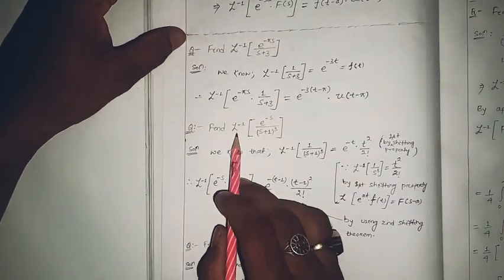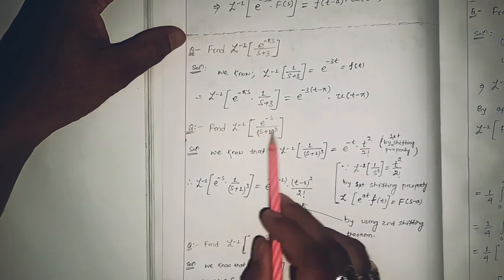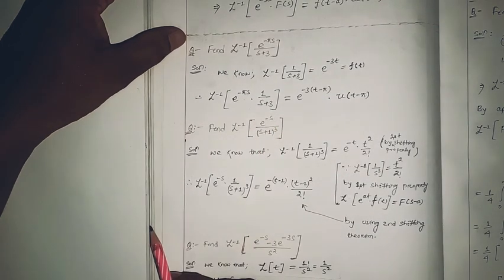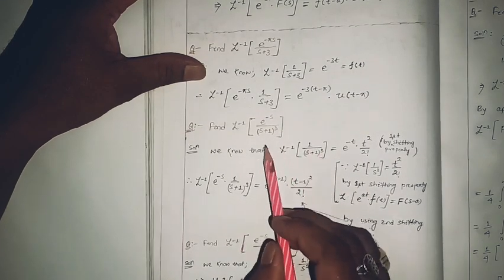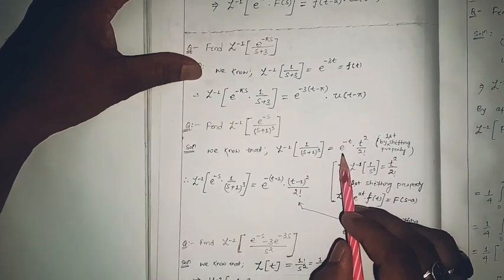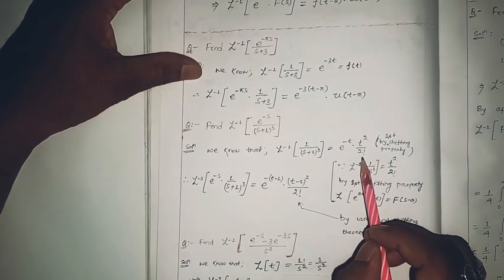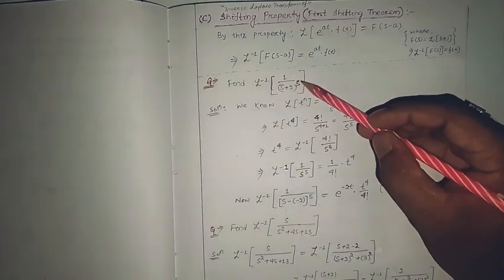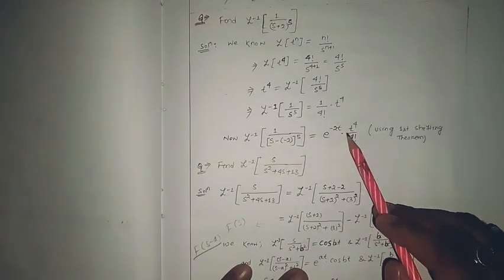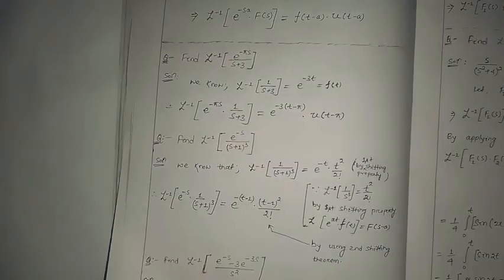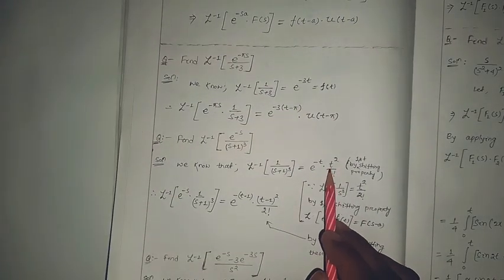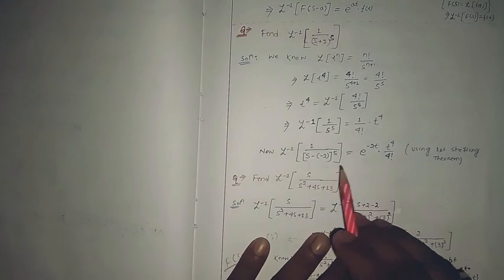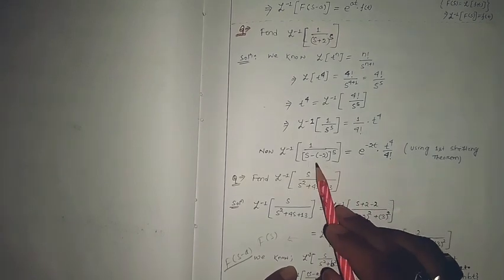Next question: inverse Laplace transform of e to the power minus s divided by s plus 1 whole cube. The inverse Laplace transform of 1 by s plus 1 to the power 3 is e to the power minus t into t square by 2 factorial, by using the first shifting property. This type of numerical we have already done. Here 1 by s plus 2 to the power 5 is e to the power minus 2t into t to the power 4 by 4 factorial. Here it is to the power 3, so obviously it will be t to the power 2 divided by 2 factorial, and here a is minus 2, so e to the power minus 2t.